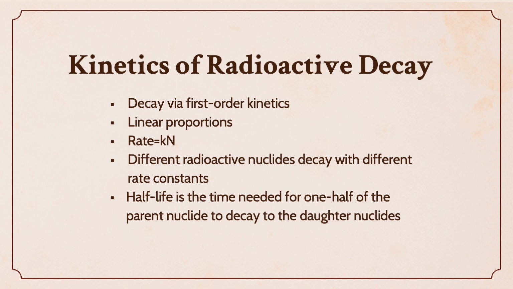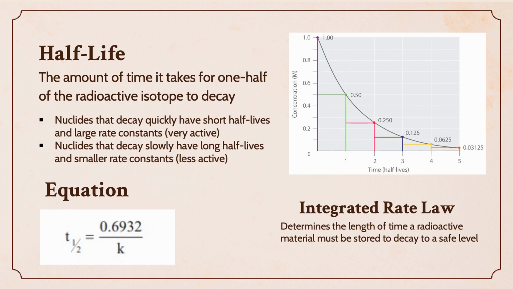Half-life is the time needed for one half of the parent nuclide to decay to the daughter nuclides. To predict the amount of radioactive material that will remain after a given amount of time, we can use half-life. Half-life is the amount of time it takes for one half of the radioactive isotope to decay. The amount that remains after one half-life is always one half of what was present prior.